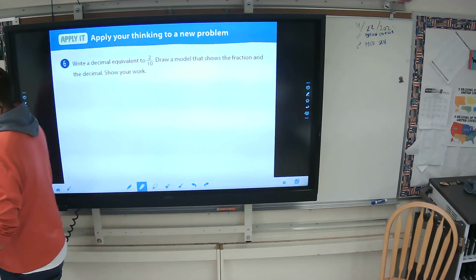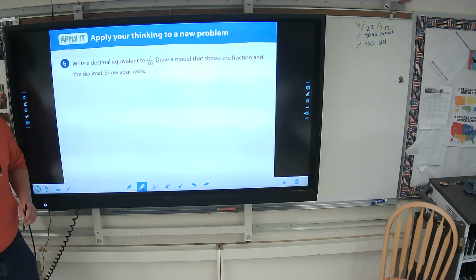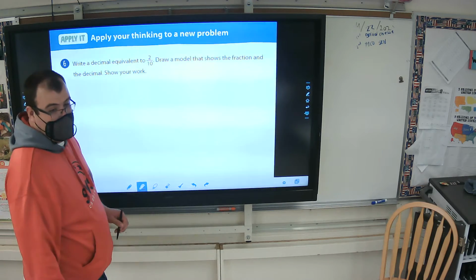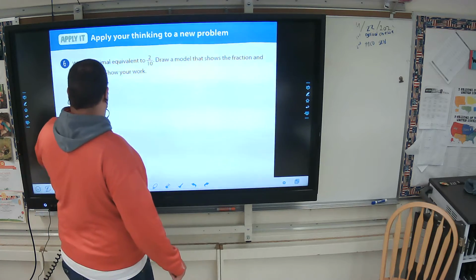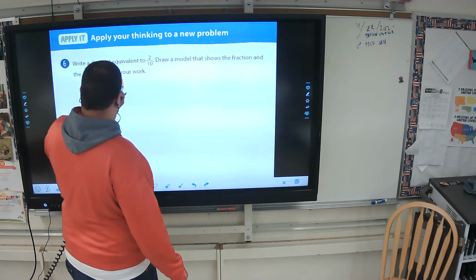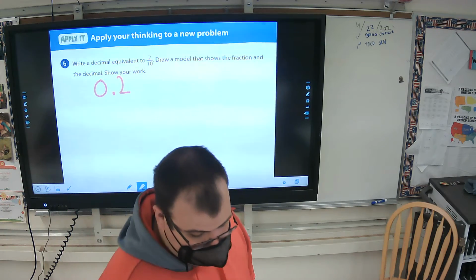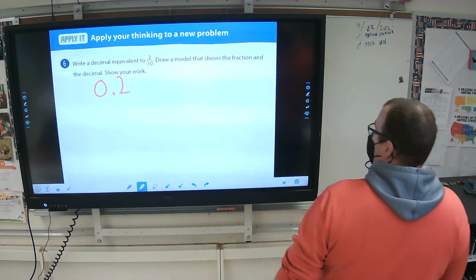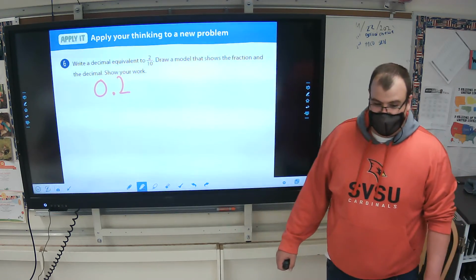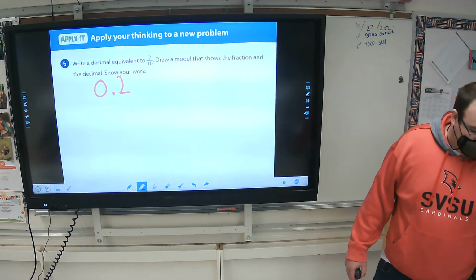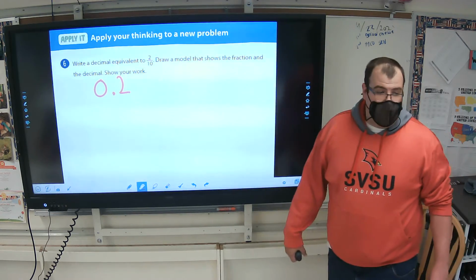What is a decimal equivalent to 2/10? Caden? 0 and 2/10. So it's going to look like this, right? 0.2 is what you should have. Remember, we're not looking for a fraction that's equivalent. We're looking for a decimal that's equivalent. I see some of you just wrote the fractions that were equivalent. You wanted the decimal.